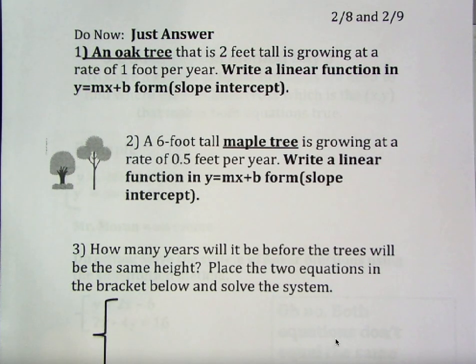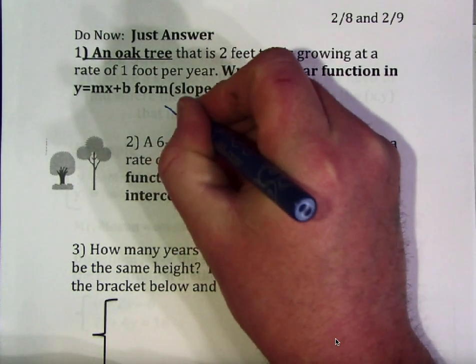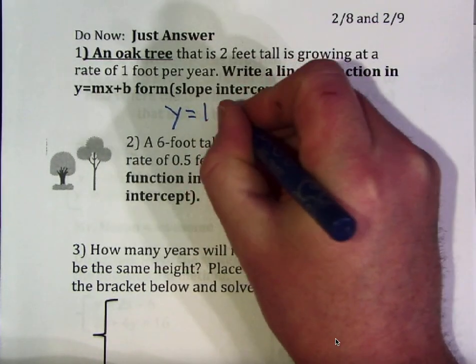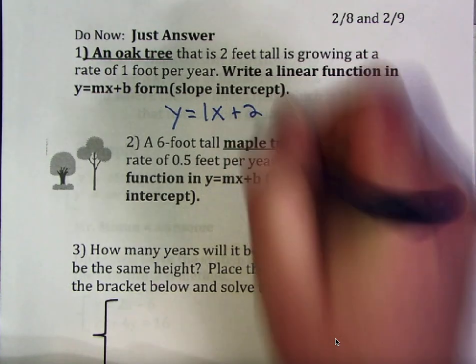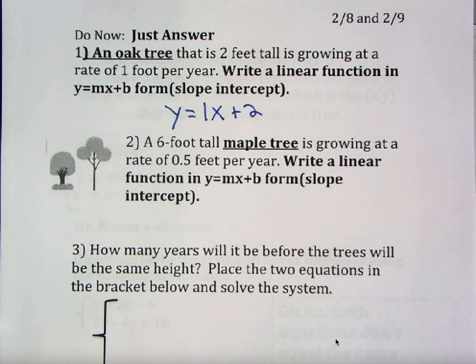An oak tree that is 2 feet tall is growing at a rate of 1 foot per year. Write a linear function in y equals mx plus b form, which is our slope-intercept. It has a constant rate of 1 foot per year, so we have our slope, and we have a starting amount, which is 2. So the equation for the oak tree's height is y equals 1x plus 2. Cool.